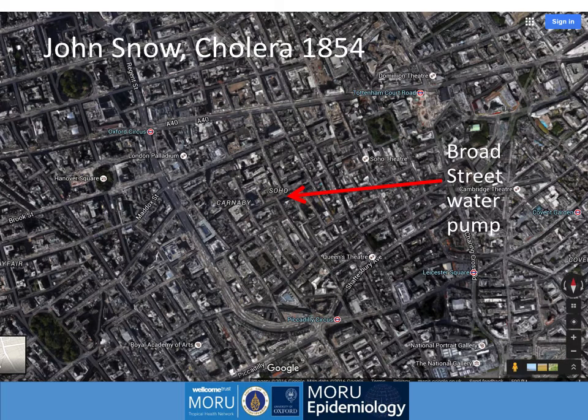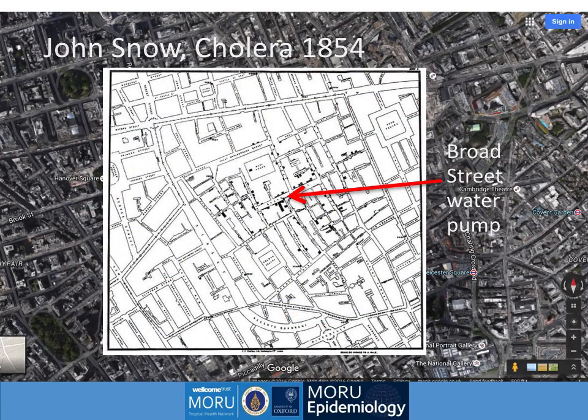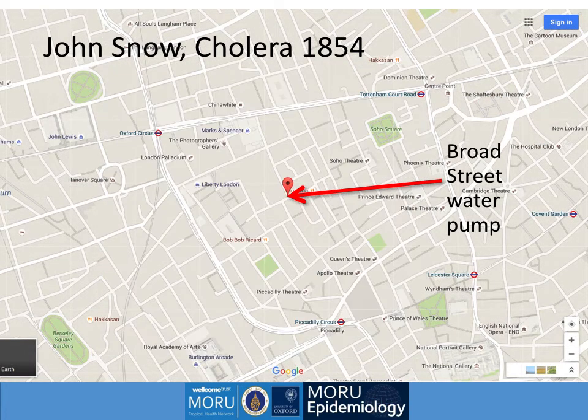So now you can see the water pump already marked over here. And we have the paper-based map which was produced by Dr. John Snow. That one we can georeference and overlay on top of Google Maps. For example, here we can see that finally Dr. John Snow can easily detect the Broad Street water pump in the right location.